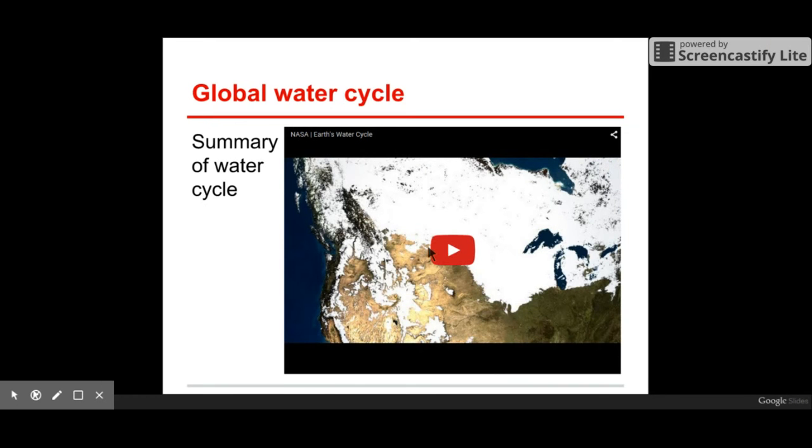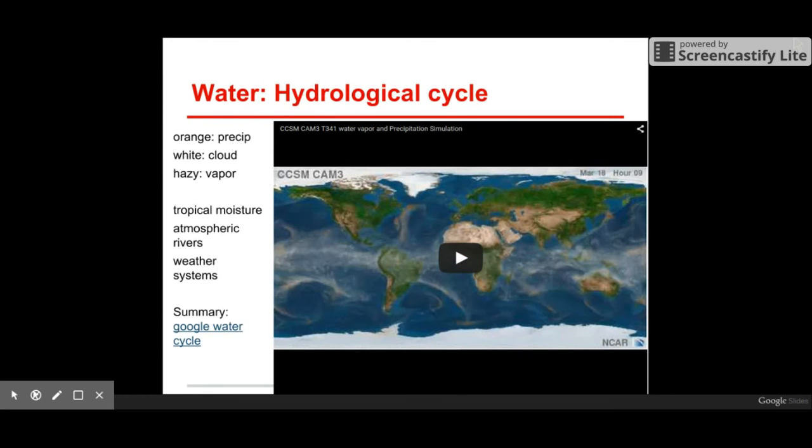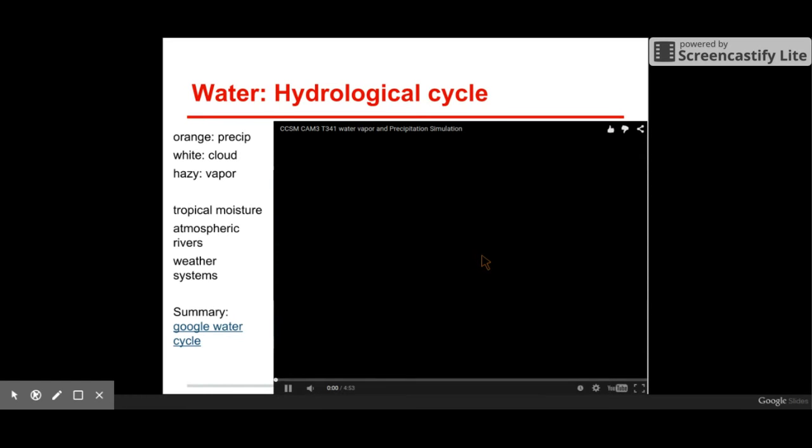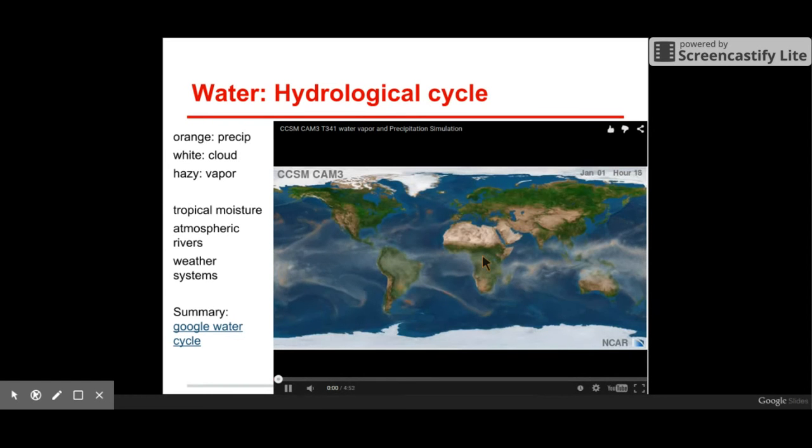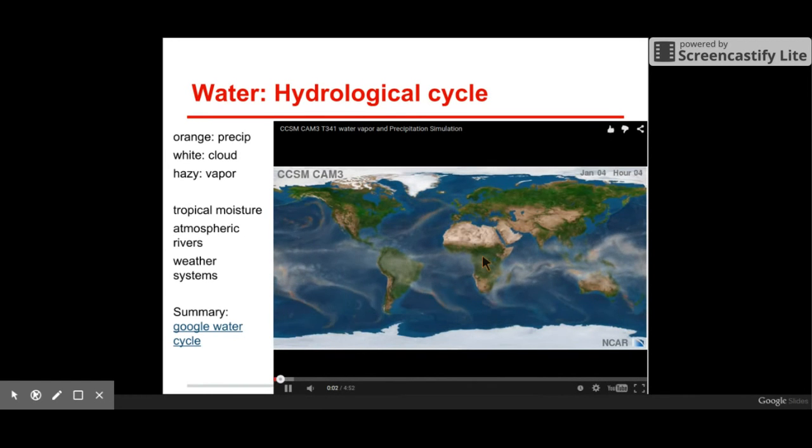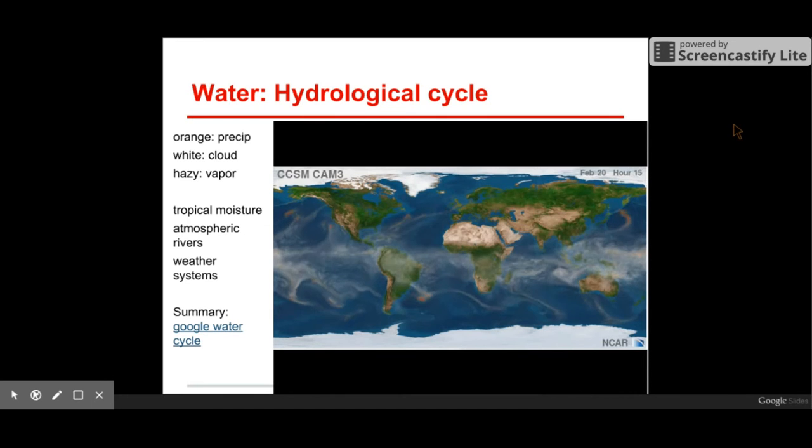Also in this presentation, and you'll see this on the Moodle tab as well, there is a video that is a brief overview. I recommend you look at it. It illustrates in very visual form what the global water cycle looks like. Finally, we have here a simulation of the atmosphere showing all the water vapor and liquid water.